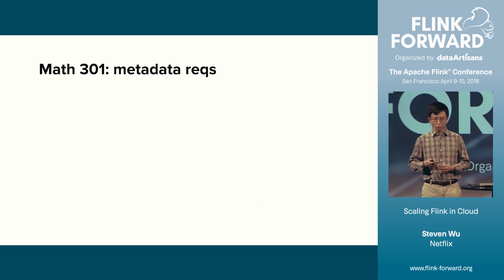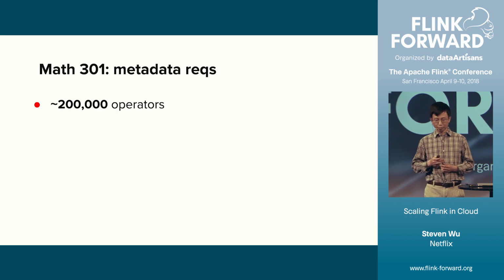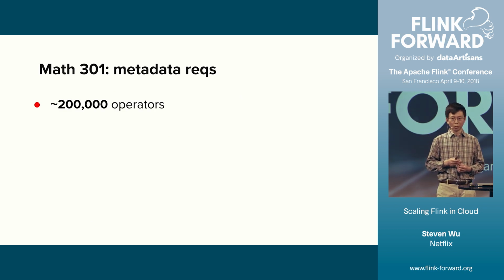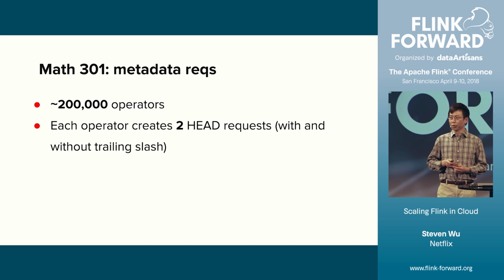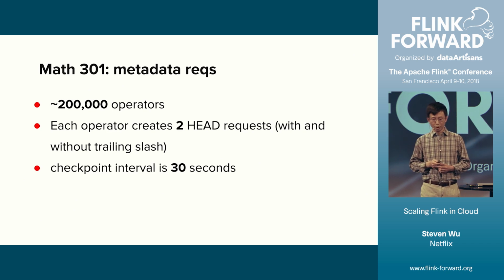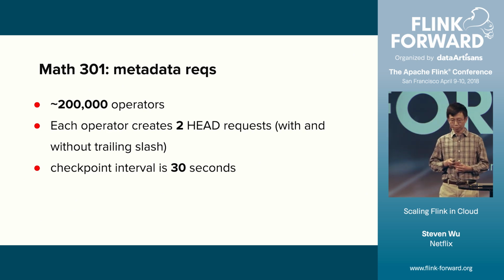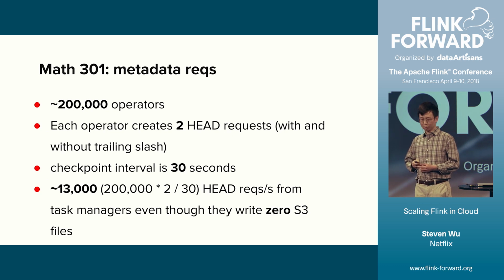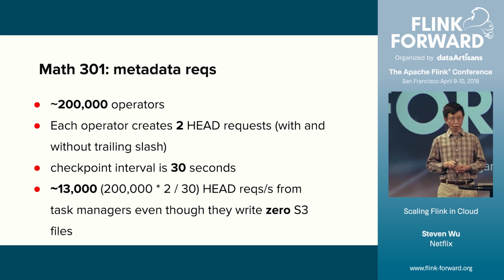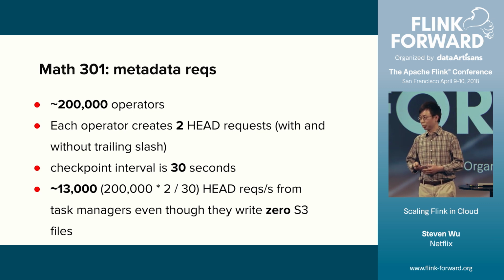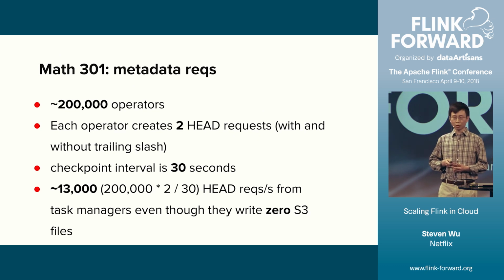So with that knowledge, let's do some math again on the metadata requests. We have about 200,000 operators. If each operator creates 2 metadata requests, with and without the trailing slash, and the checkpoint interval is 30 seconds, then we're talking about 13,000 metadata requests from task managers, even though they write 0 S3 files for checkpointing. So that is a complete waste. Although metadata requests are pretty cheap, they still count toward your request volume, so when S3 enforces a quota or throttling, those are still counted.